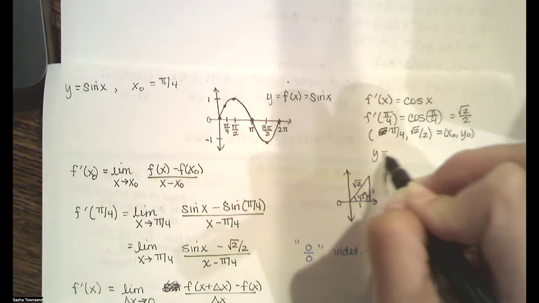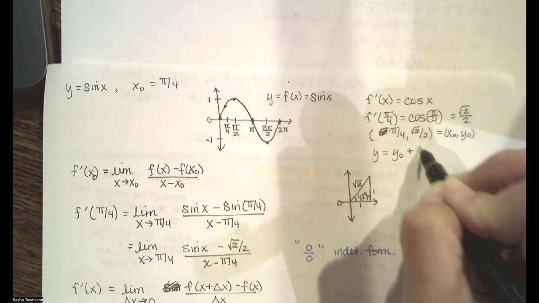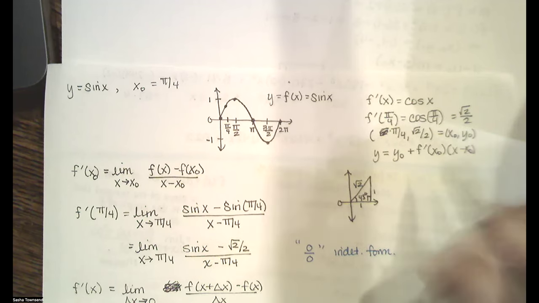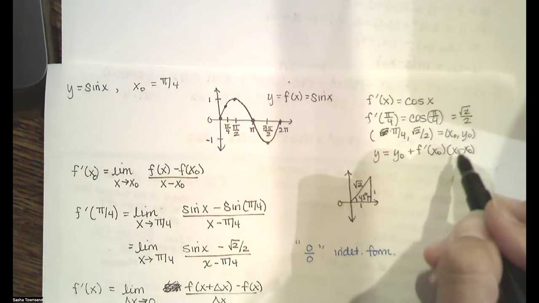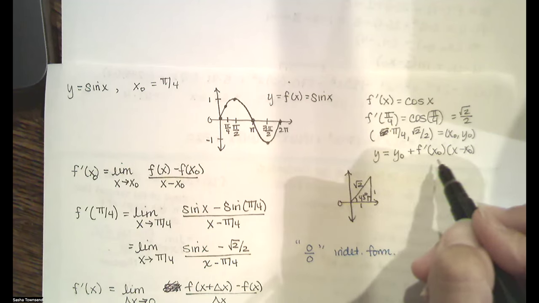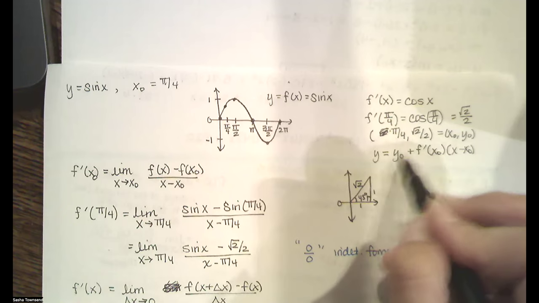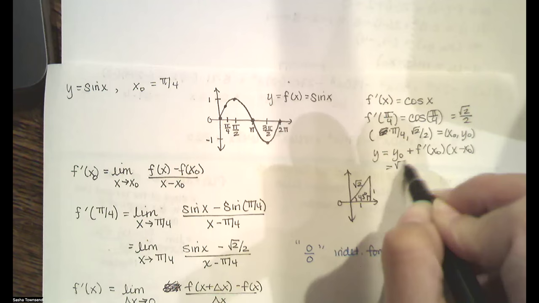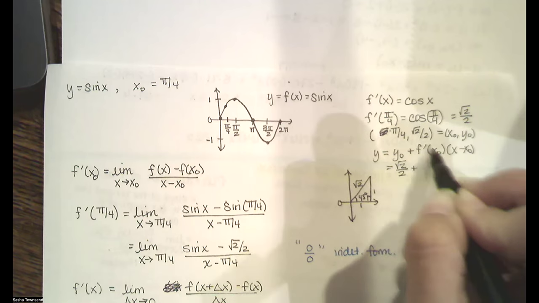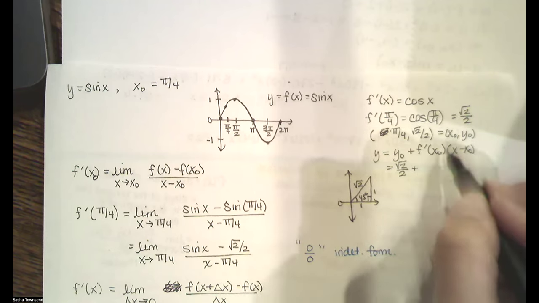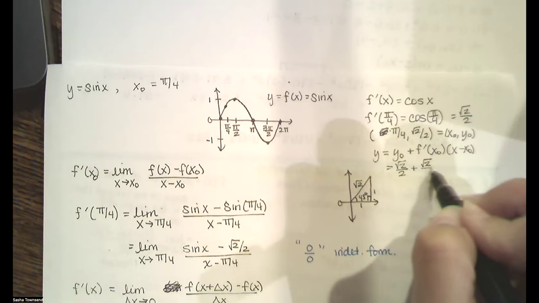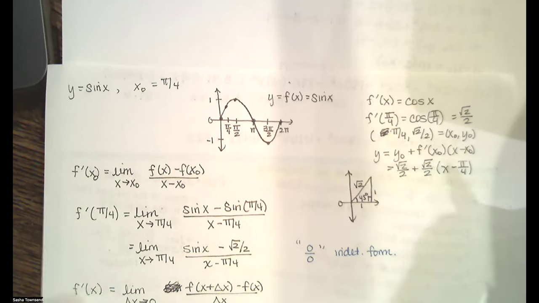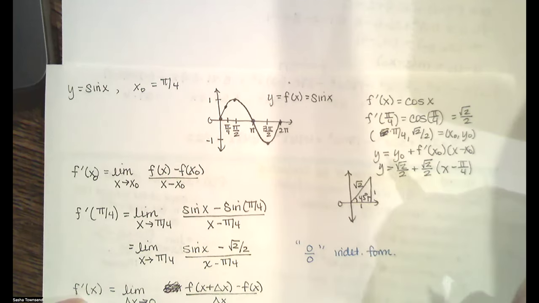So y is equal to y naught plus the slope at x naught times x minus x naught. And that's a change in y over change in x times a change in x. The change in x is canceled. So you get change in y plus the original y is your new y. The original y value was square root of 2 over 2. The slope at x naught equals pi over 4 is square root of 2 over 2. And then we're subtracting pi over 4 from our x value, and that's equal to our y value.